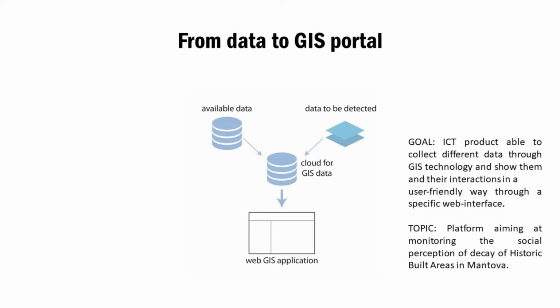The purpose of this ICT product is to collect different data through GIS technology and show them and their interactions in a user-friendly way through a specific web interface. The main topic of the first platform is to monitor the social perception of decay of historic built areas in Mantova.